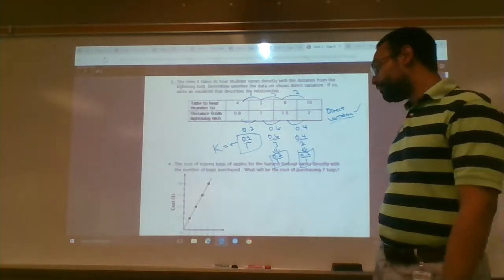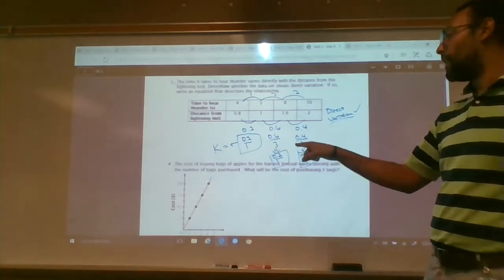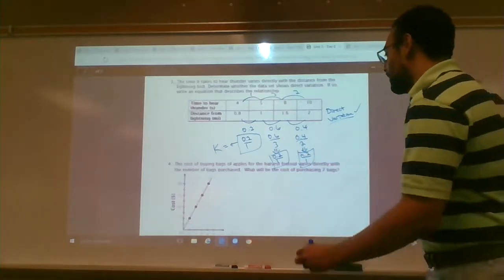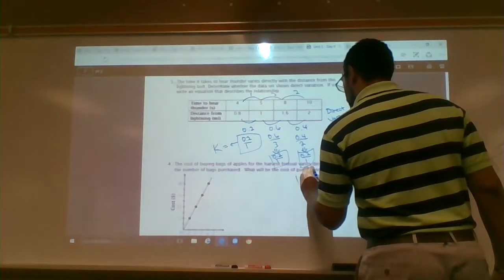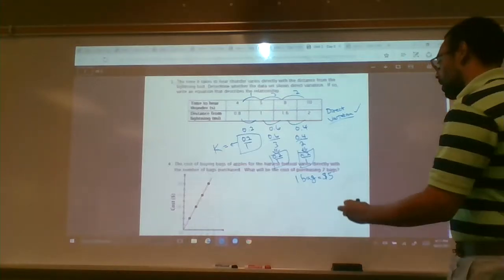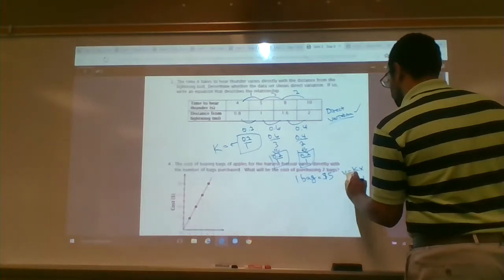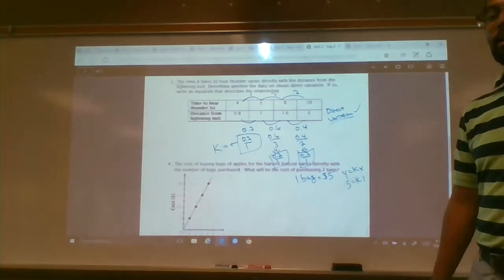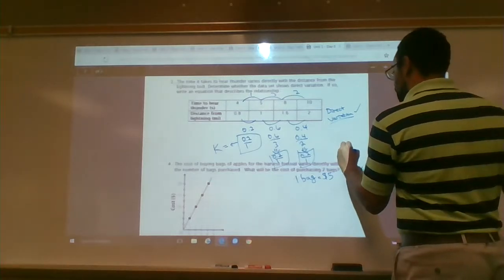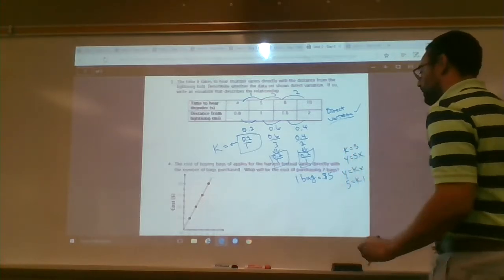Moving on to number 4. The cost of buying bags of apples for the harvest festival varies directly with the number of bags purchased. What will be the cost of purchasing 7 bags? Well, if you look, 1 bag is $5. So if we're looking at y equals kx, we know x is 1, we know y is 5. What does k have to be to give us 5? K has to be 5. So our constant proportionality is 5, which means our equation is y equals 5x.